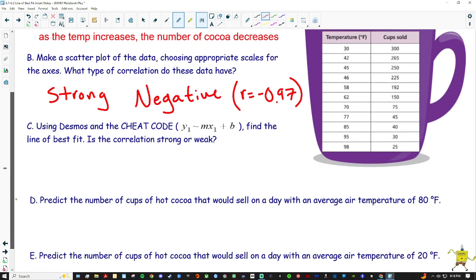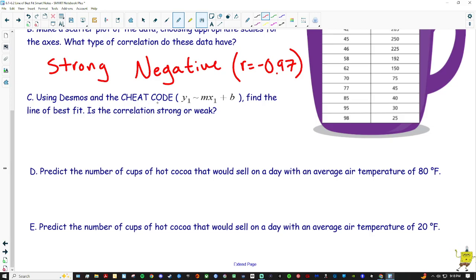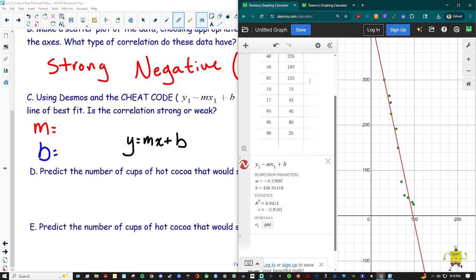Part C. Using Desmos and the cheat code to find the line of best fit. To find the line of best fit, I need to know what m is, and I need to know what b is, so I can write the equation of my line in the form y equals mx plus b. So if I take a look at what I found in Desmos, I can see that my m value is about negative 4.5, and my b is 436.